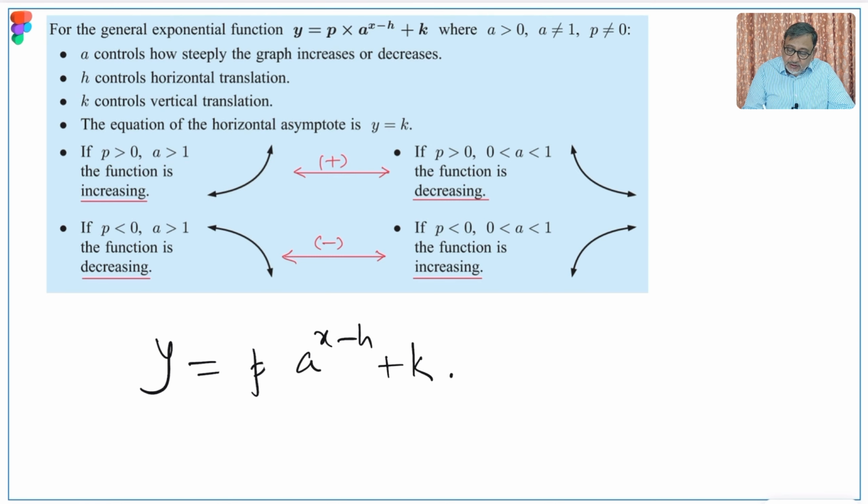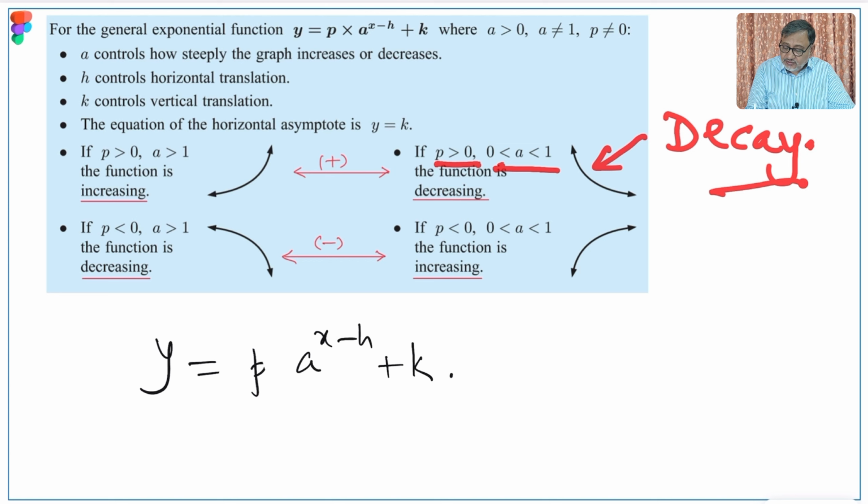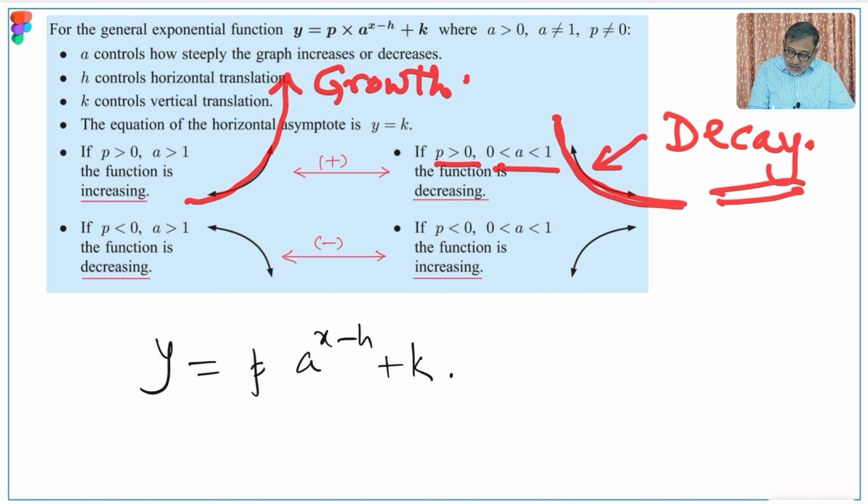Then when p is greater than 0, the coefficient is greater than 0, and the exponential base a is between 0 and 1, then it will be a decay graph. It will represent the decay of the function. So it will go down from left to right. This one is also from left to right but going up. So this is the growth graph and that one is the decay graph.